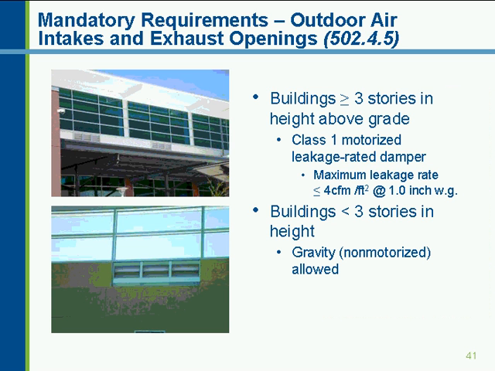That's the whole thing. So you have a couple of options for motorized dampers, or for dampers rather, integral to the building envelope. One is they can be a Class 1 motorized leakage-rated damper, or for buildings less than 3 stories in height, they can be a gravity damper that are closed when not needed or not in use. And again, we're just trying to reduce the amount of infiltration air that comes into the building, and this is one way of doing it.